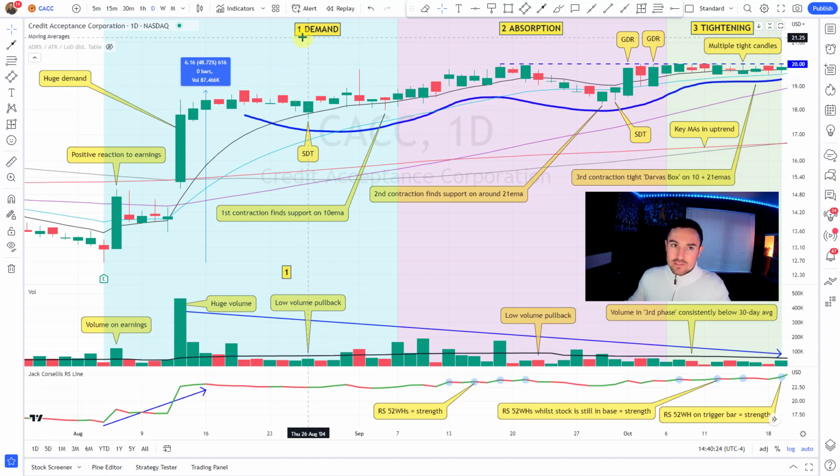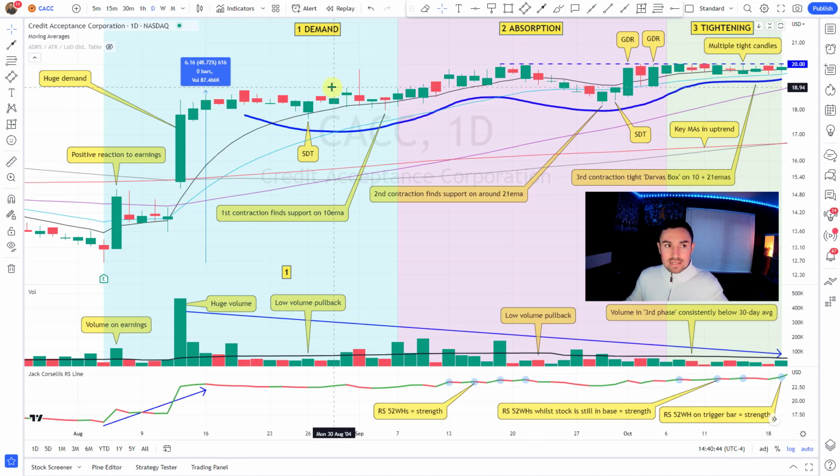So we're going to talk about the demand phase, common characteristics I see within that first phase. We're then going to talk about the absorption phase, common characteristics that I see the best of the best setups do, and then we're going to talk about the tightening phase, which is arguably the most important part of the pattern, and then kind of planning the trade out as well.